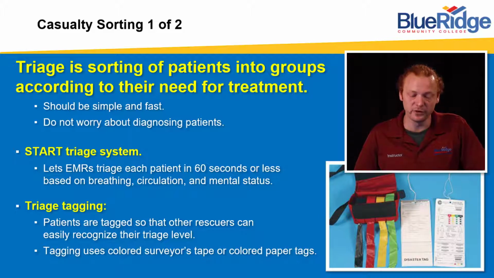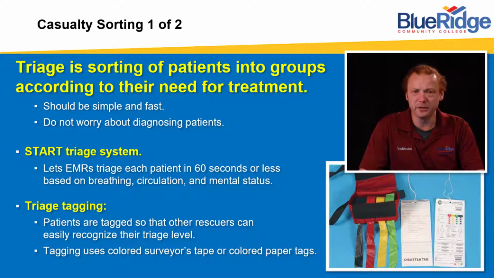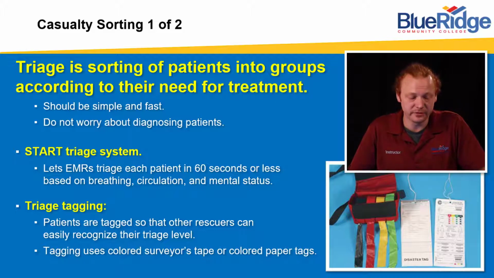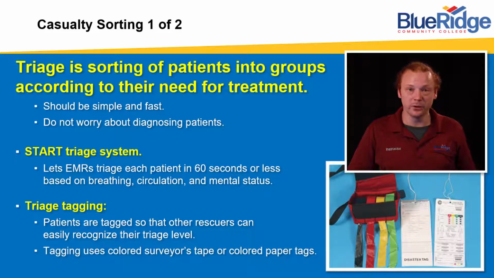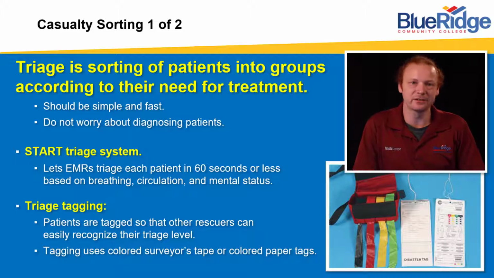The casualty sorting system should be simple and fast, based on skills and knowledge that you already possess. Do not worry about diagnosing patients. Categorizing quickly is a basis for a system of rapid life-saving actions. Do not stop during this assessment except to correct airway or severe bleeding problems quickly. This is essentially someone who is alive but is going to die within the next 60 to 90 seconds.